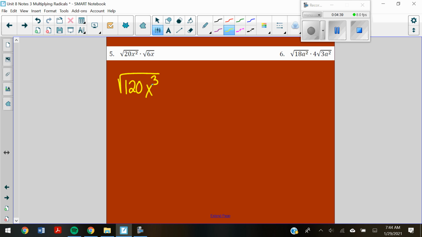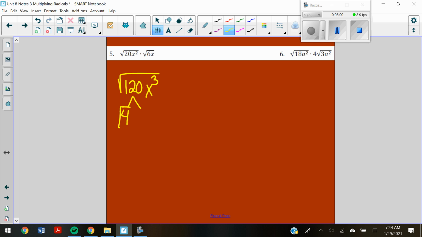So then we go ahead and look here. 120 is a big number, and you're going to think about your radicals, perfect squares: 1, 4, 9, 16, 25, 36, 49, 64, 81, 100, 121. Okay, so actually, guys, the largest one that's going to break out of here is just going to be 4.